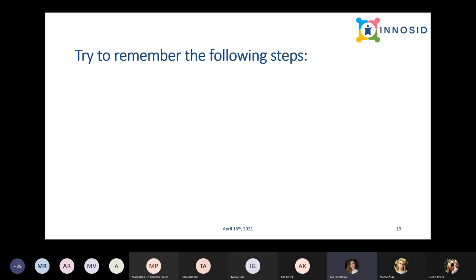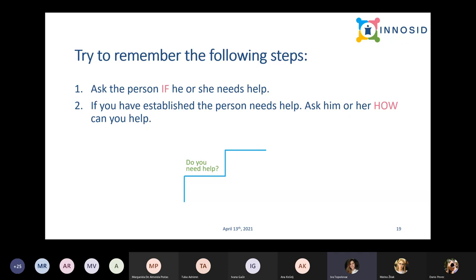The main advice they have given us is the following, to remember the following steps, actually. Of course, we first have to introduce ourselves, and the next step is to ask the person if he or she needs help. So this is the first step. And if we have established that the person needs help, the next step is to ask the person how we can help him or her. The reason not to help a person if he or she refused help is because this way we show that we respect his or her decision. Of course, if the person is trying to be independent and do something on their own, we cannot interfere with that action.